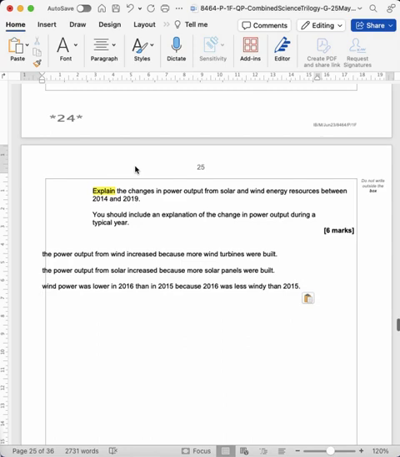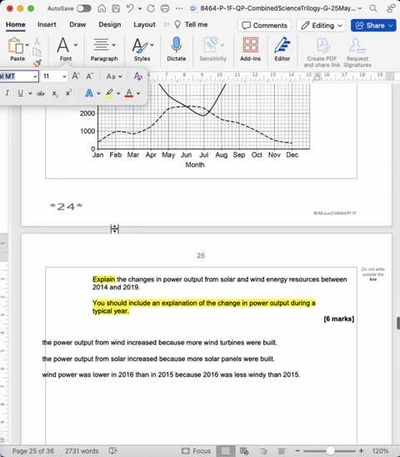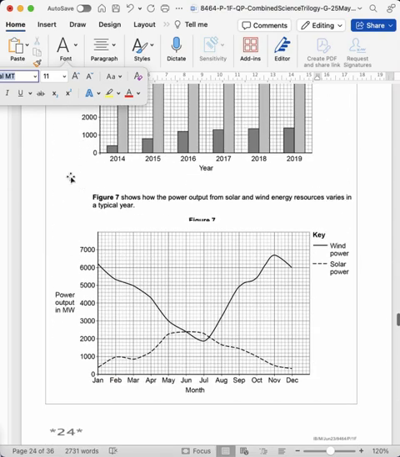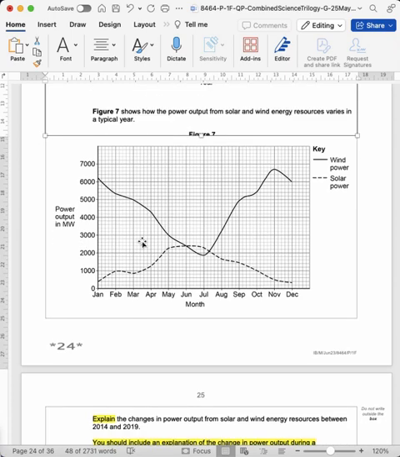Okay, let's move on to the second part of the question. You should include an explanation of the change in power output during a typical year. All right, this bit now. So we're looking at figure 7 for this. We can see that most of the year, the electricity generated from wind is greater than that of solar. So if we look at the solid line, we can see most power has come from wind rather than solar. That will give us a mark.